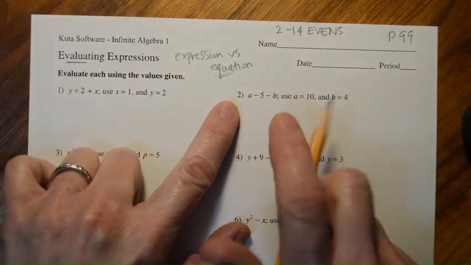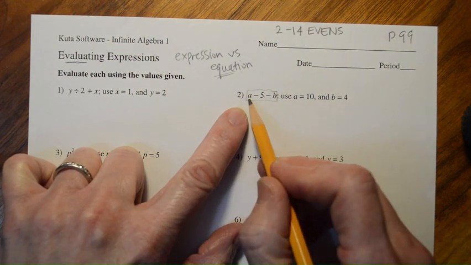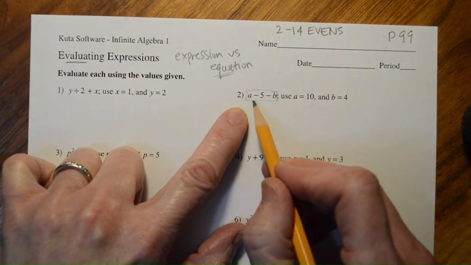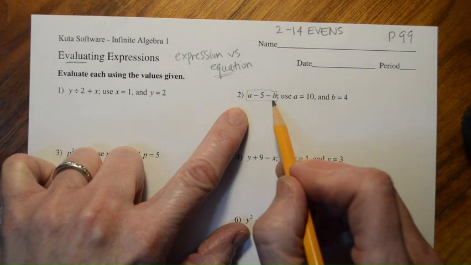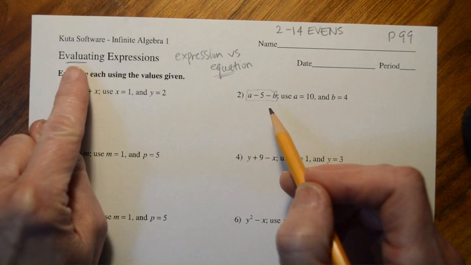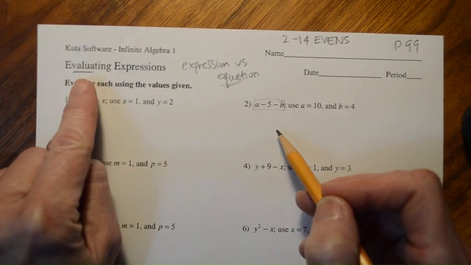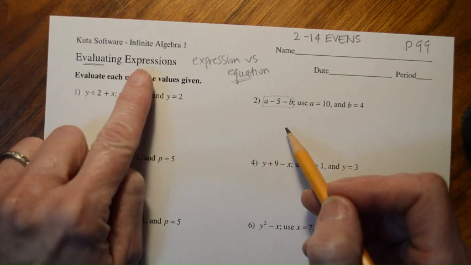And if we look just at this one, we would see, oh, yeah, here it is. That's our expression. It has some variables, some numbers in it, but it does not have an equal sign in it. All right. So in each of these problems, it's going to ask us to find the value of the expression. So that's what it means to evaluate the expression.